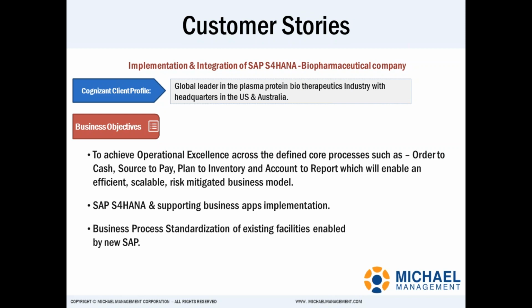The first company is based in the US and Australia, and it's a pharma company. They had multiple business applications, their processes were all over the place, and they wanted to achieve operational excellence across core processes: order to cash, finance, procurement, reporting, and so on. They wanted a business model that is scalable, efficient, and risk mitigated. The key thing was that this company was growing by both organic and inorganic acquisition, and they needed something to help them attain that growth.